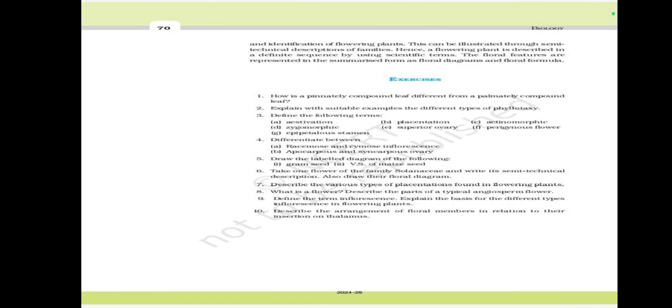The floral characteristics form the basis of classification and identification of flowering plants. This can be illustrated through semi-technical description of families. Hence, the flowering plant is described in a definite sequence. By using scientific terms, the floral features are represented in a summarized form as floral diagrams and floral formula.